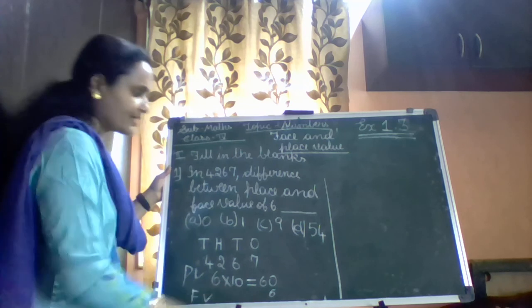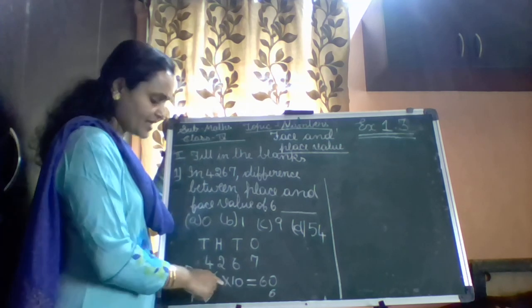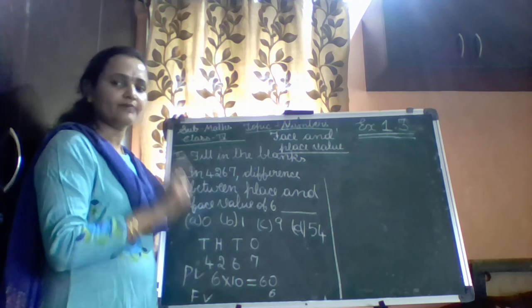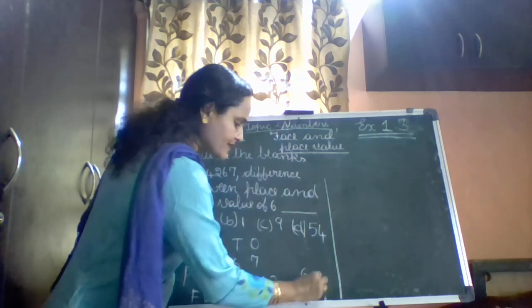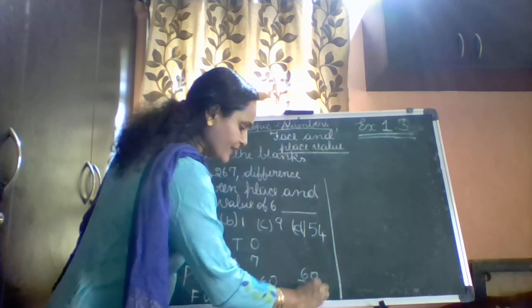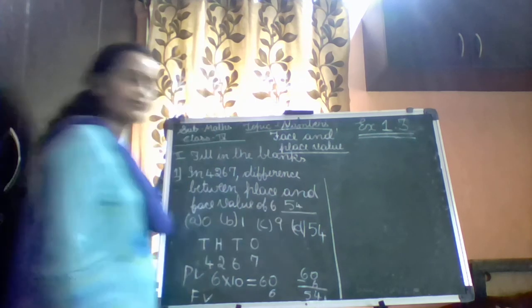Now what are they asking? They are asking us to find the difference between the place value and the face value. Difference is nothing but minus. So you would subtract 60 minus 6. 60 minus 6 is 54. So the answer is 54. Okay, I'll do one more sum and give one more sum for homework of the same type.